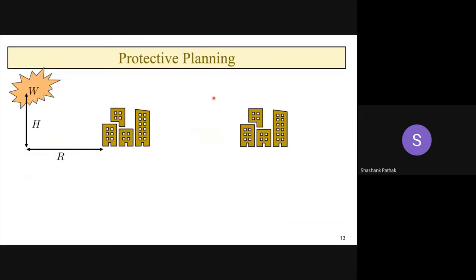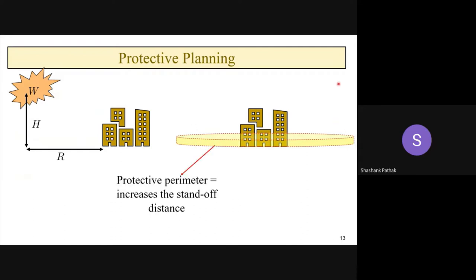Now what comes under the protective planning? For example, you want to safeguard this building, so there can be, as I explained, there are different layers of defense. So planning those layers of defense comes under the protective planning. For example, we can provide a perimeter to increase the standoff distance. So this R that you see here, this is basically nothing but the standoff distance.